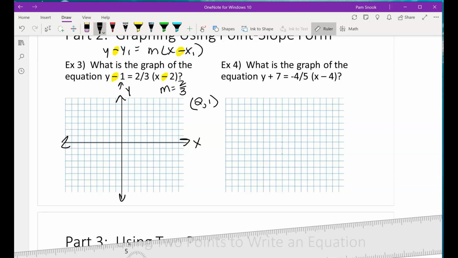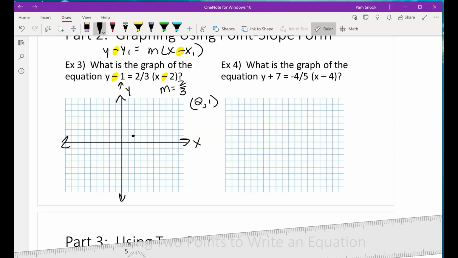Or you could think of it, if you want, as changing the sign. So when you see y minus 1, just change that minus to a plus and put a plus 1 in. So let's go ahead and graph. I have the point at 2, 1. So there's my point. Now I'm going to use the slope to get a second point.